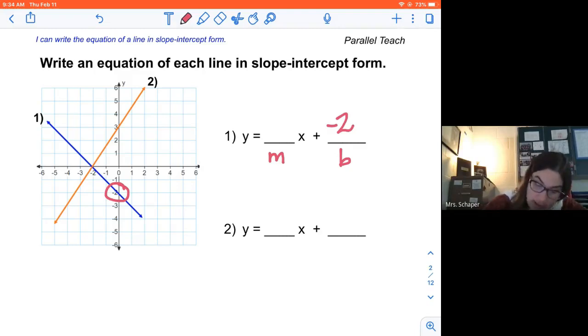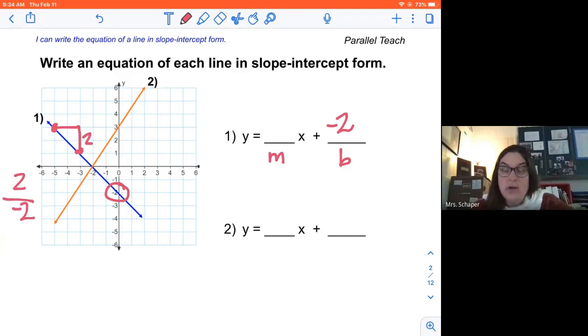Now my slope, we've practiced this. I'm going to take 2 points and I'm going to figure out my rise over my run. So it looks like I rise 2 and I run backwards -2. So my slope is 2 over -2, which can be simplified to -1. So -1x. So my equation is y equals -1x plus -2.